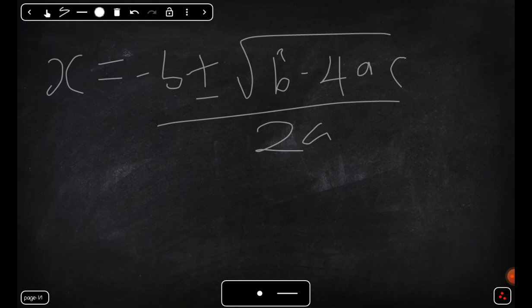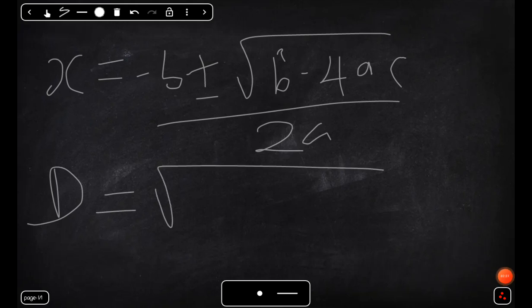At this point, we may decide to let d be equal to b squared minus 4ac. Remember, this is called the discriminant, and we use this whenever we want to see how we can obtain a solution of a quadratic equation without actually solving. So this is called the discriminant, and that means this portion is gone. What is left is the roots now.